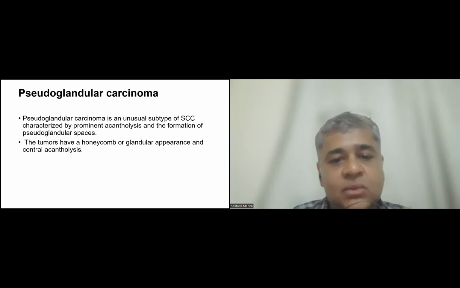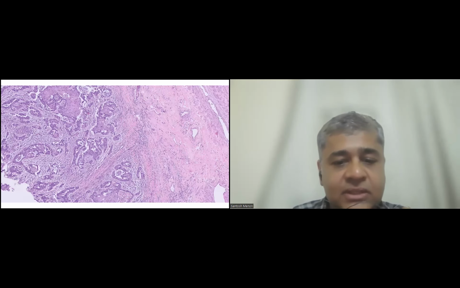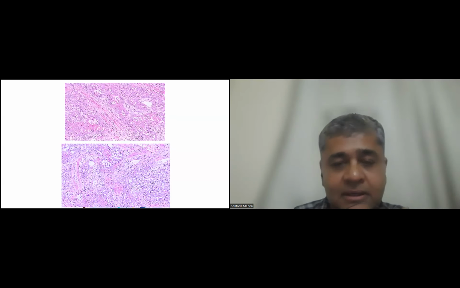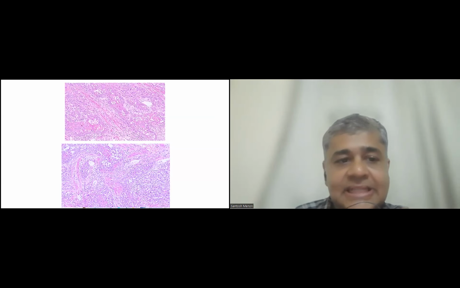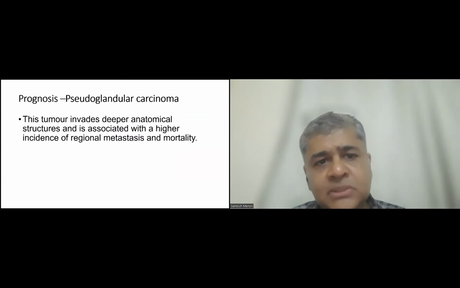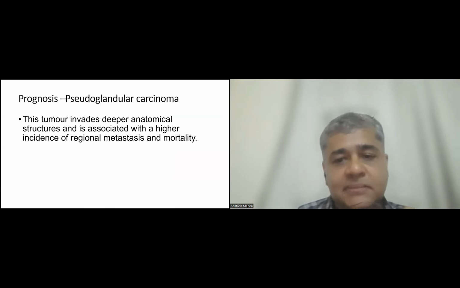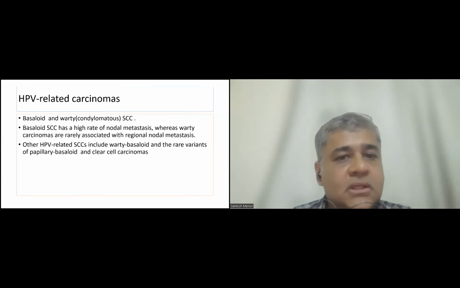The tumors have a honeycomb kind of appearance like this, and you can see that the cells are falling into these lumen-like spaces because of acantholysis. The important thing is these pseudoglandular carcinomas are deeply invasive tumors, and so they are high stage tumors at presentation. Many of them present with regional metastasis and can even cause mortality of the patients if diagnosed late. So that ends the HPV independent carcinomas.